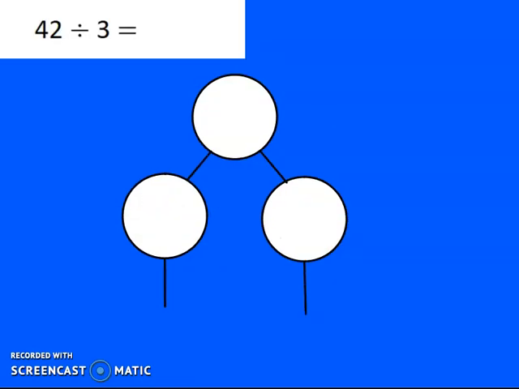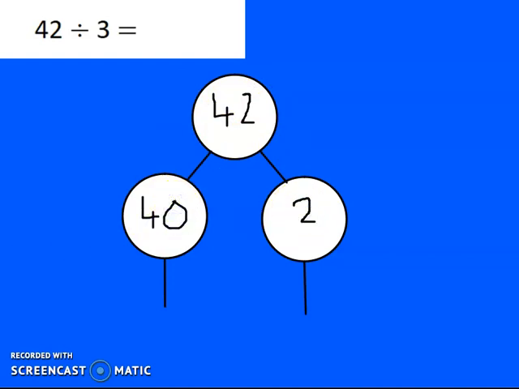Let's have a go at this one now. Well done. You have a go first at partitioning, pause the video and then continue when you're ready. So let's have a look. How can we partition 42? We can have it as 40 and 2.